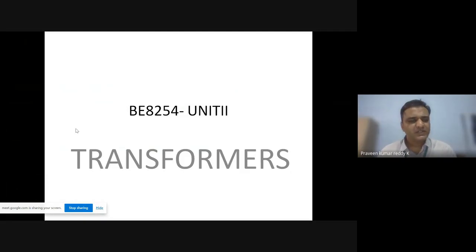Today I'm going to explain the basic structure of transformers and their design. Of course, this is the second unit in your subject according to the Anna University syllabus, Basic Electrical and Instrumentation Engineering, that is BE 8254. Unit 2 is about transformers. So I'm going to give a brief overview of the transformer structures, how it is designed, and why it is designed like that. Okay, we'll see this.